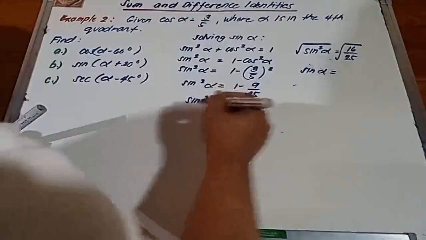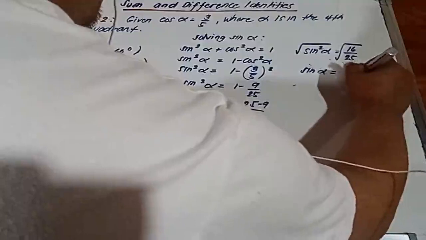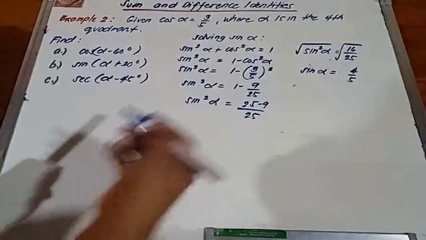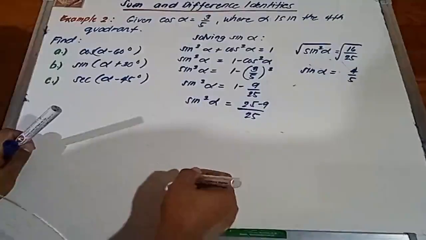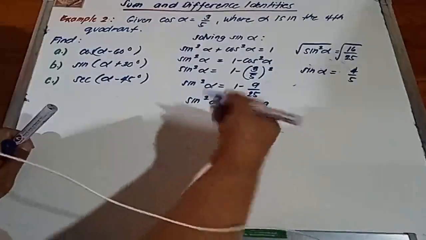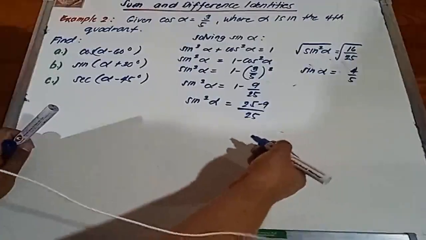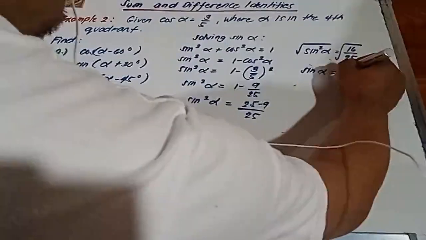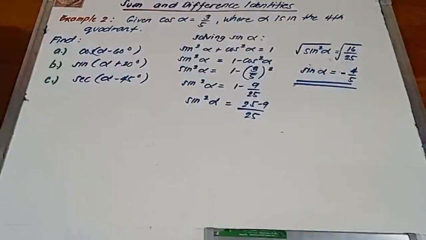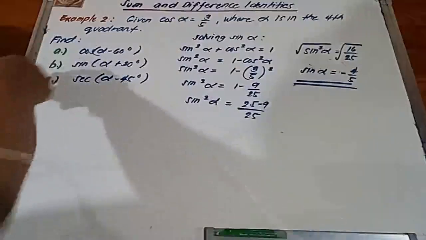Then, square root natin both sides. We have sine alpha is equal to 4 over 5. Anong gagamitin natin? Root na negative or root na positive? Gagamitin natin negative kasi si alpha nasa fourth quadrant, at si sine function of that angle na nasa fourth quadrant is always negative. Okay? Now, pwede na nating makuha yung letter A.